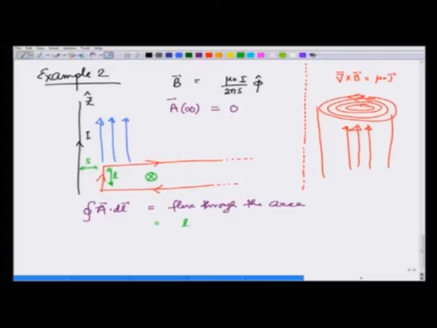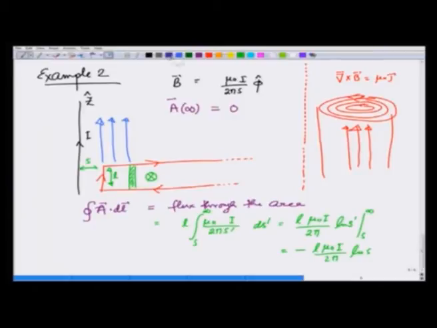This comes out to be L mu naught n I, oh, there is no n, mu naught I over 2 pi s prime. Then I am going to have this area element, which is going to be L ds prime, and this integrates from s to infinity, which comes out to be, oh, L I have already taken care of. So, I will remove this L. I will remove this also. This comes out to be L mu naught I over 2 pi log of s prime between s and infinity. Discarding the infinite value, this comes out to be minus L mu naught I over 2 pi log of s.